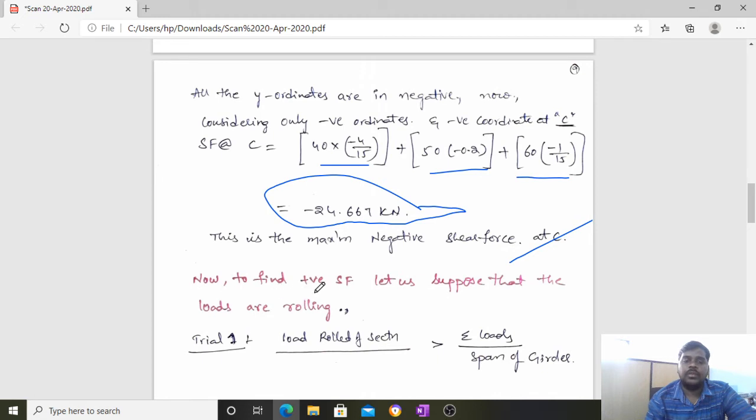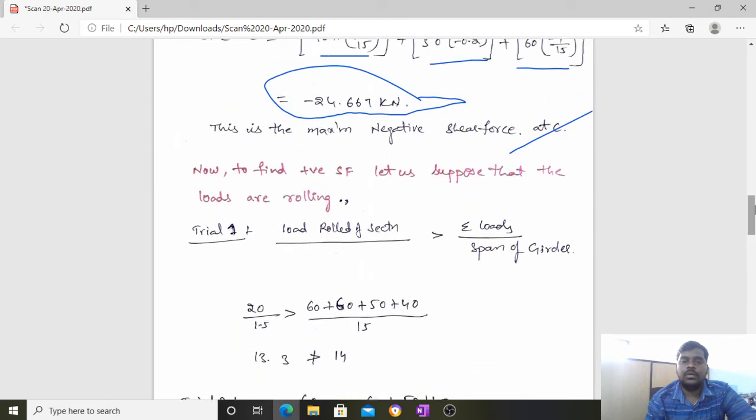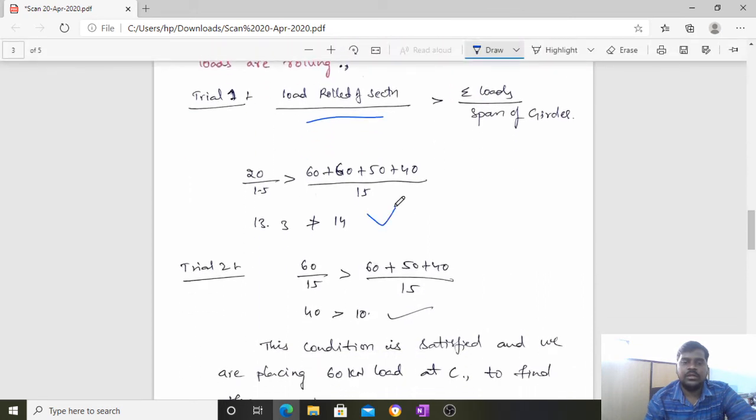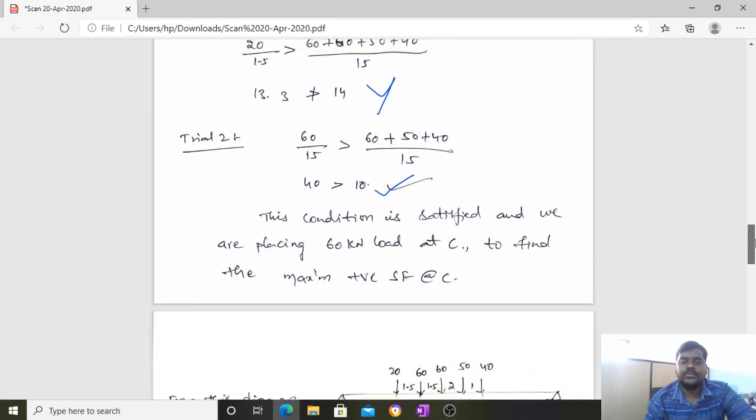So to find the positive shear force, let us suppose that the loads are rolling. For that, load rolled off section, here we have the succeeding span. Sorry for the inconvenience. Now the sum of the loads, as usual, over the span of the girder. As the value is negative, this is the maximum negative shear force. And if we have the trial one, this is 13.3, this is not taken, and in trial 2, the 60 kilonewton load will be on C. So this is also accepted, and the same procedure is repeated as we did earlier.